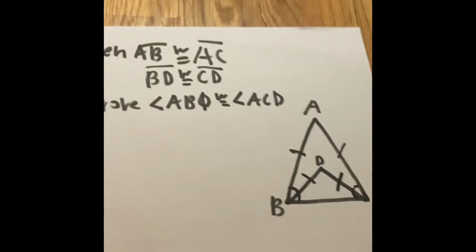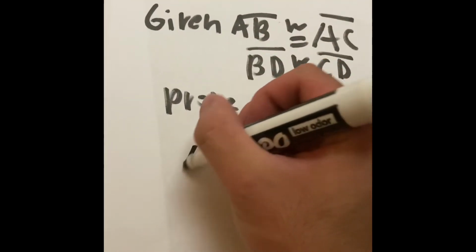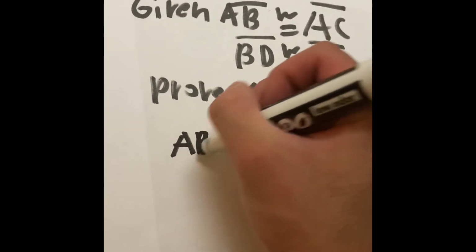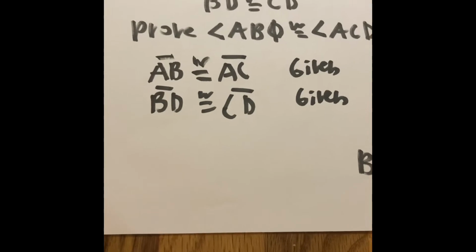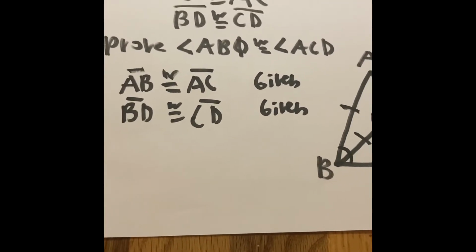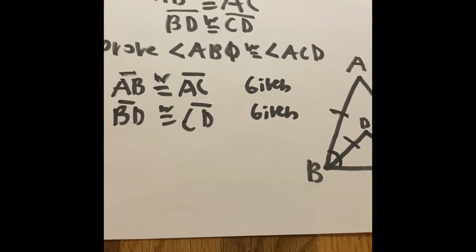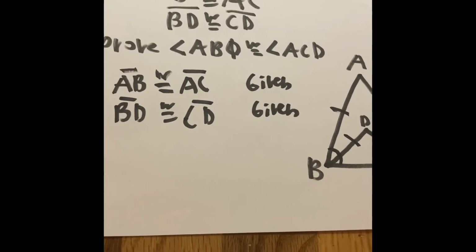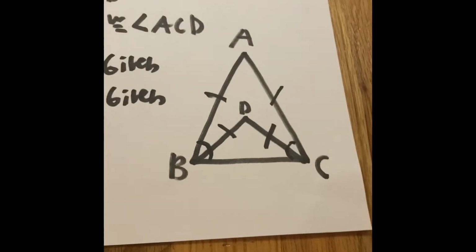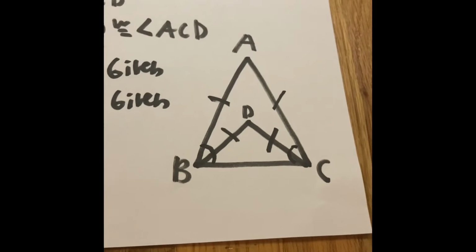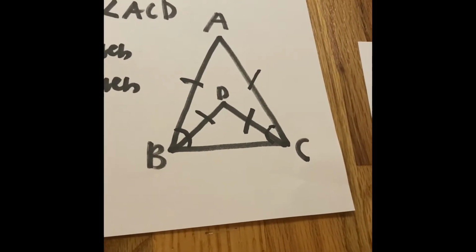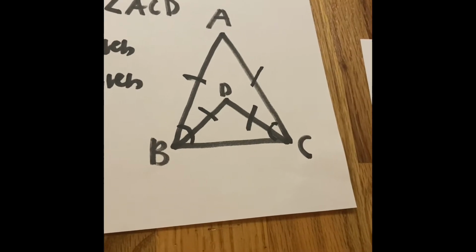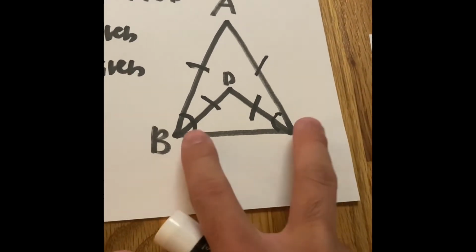So let's get started. We already know all this stuff right here. That was all of our givens. So what we can observe about the triangle is, if we already know all of our givens, there is something we can target and look for that could help us understand that these two angles are congruent.